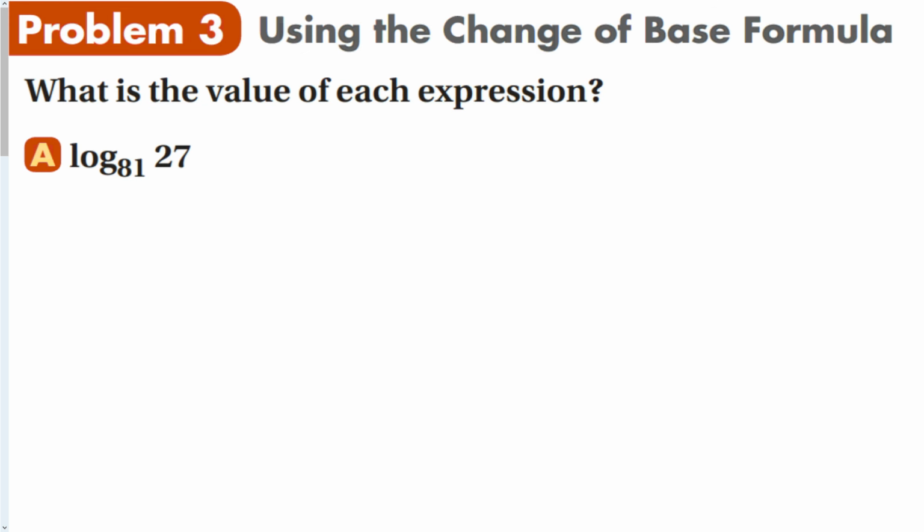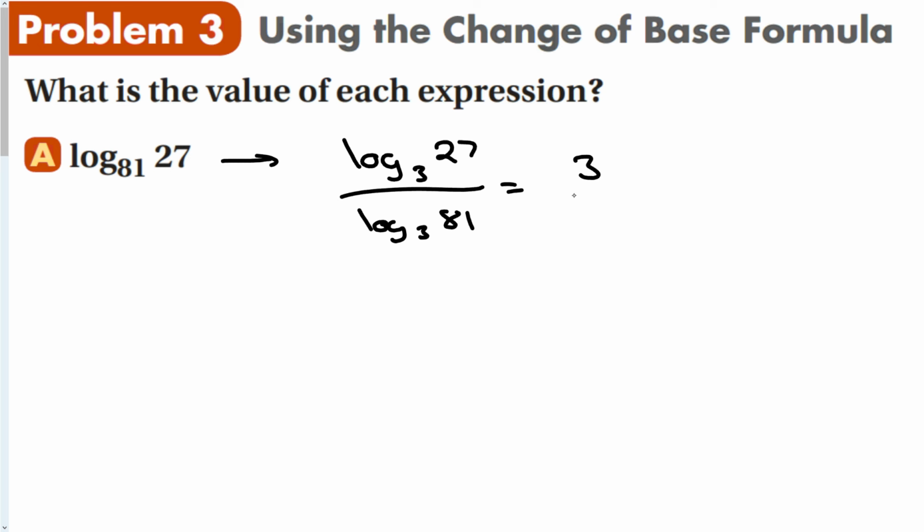Okay. So I don't know what power to raise 81 to give me 27. Something weird. But I could use my calculator, or if I really wanted to, I can change this into something that works better with 27 and 81. Well, I know that the log base 3 of 27 is 3, because 3 times 3 times 3 is 27. And 3 times 3 times 3 times 3 is 81. So my answer is 3 over 4. Okay? So you could use this as well.